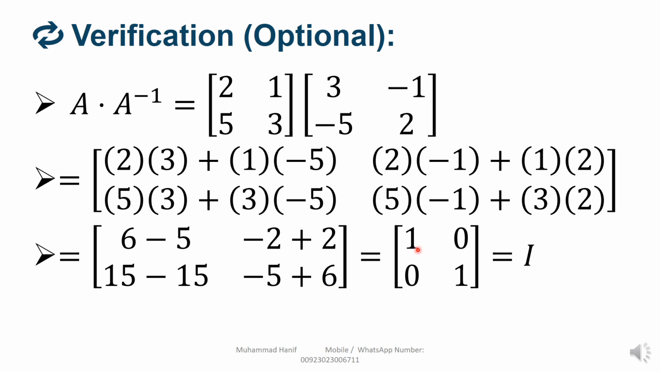You can see this is the identity matrix. If the multiplication of both matrices equals the identity matrix, then it means your answer is correct.